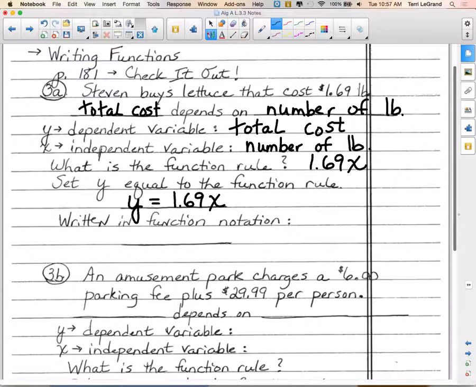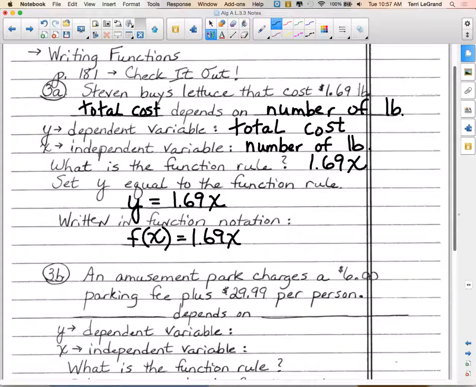The function notation f of x replaces y. So f of x will replace y, or y can replace f of x. Well, since we have to write it in function notation, we need the f of x to replace the y. So f of x will replace the y in our equation. The function rule will stay the same. Now we have function notation. This tells us the function of x is, take $1.69 times it.